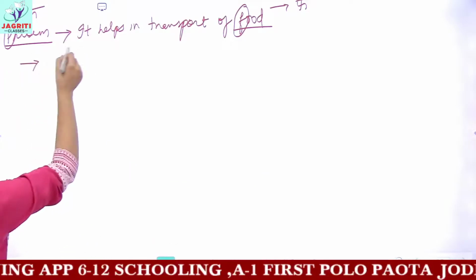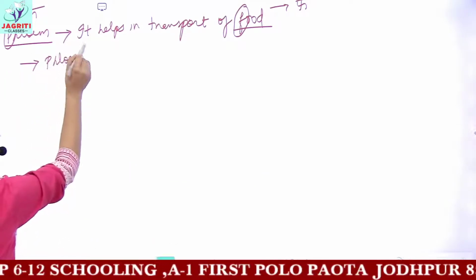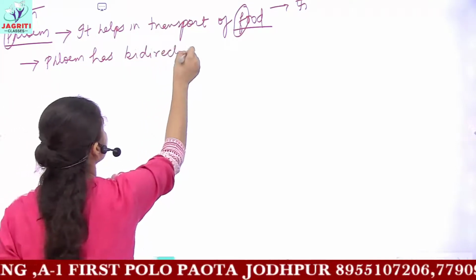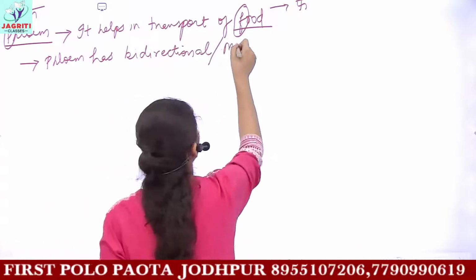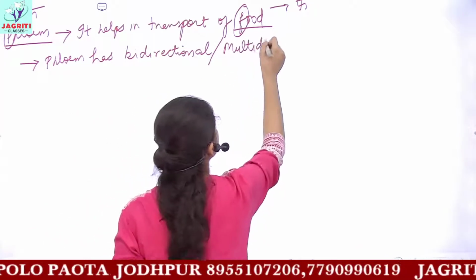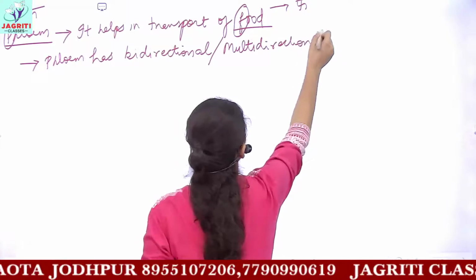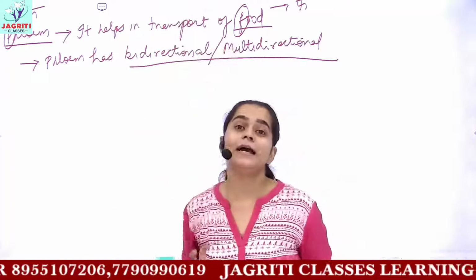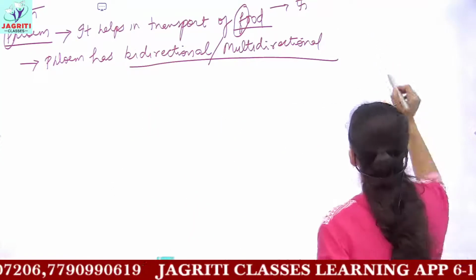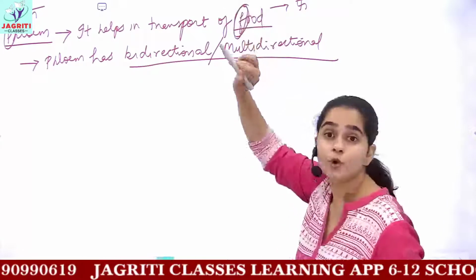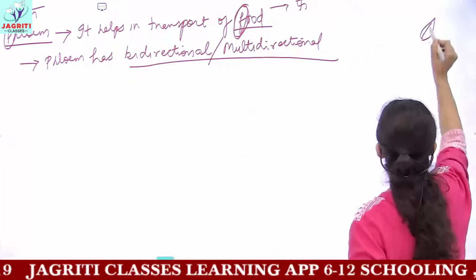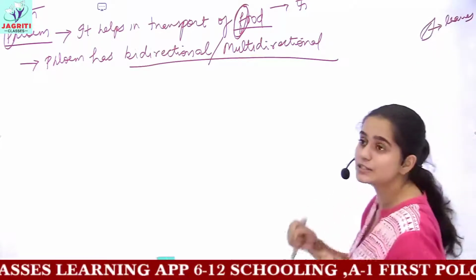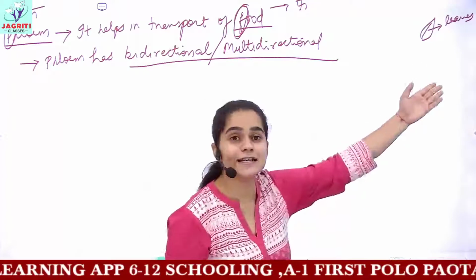Then the next important point, that phloem has a bidirectional, or you can say a multi-directional flow. As I talked about xylem, that it has a unidirectional flow from the roots to the higher aerial parts. Here, what do we have? We have to transfer food. And food is made in what? Food is present in the leaves. You all know leaves undergo the process of photosynthesis and it synthesizes the food.